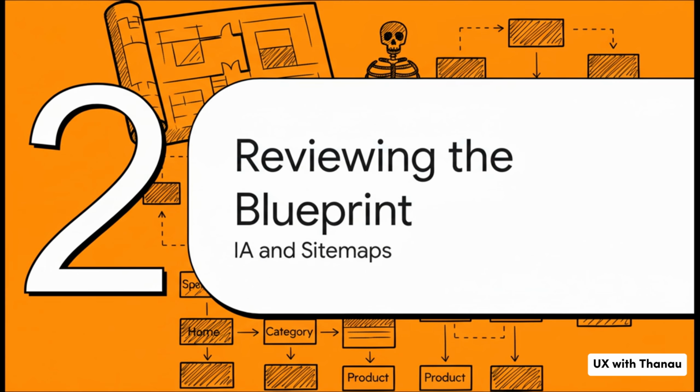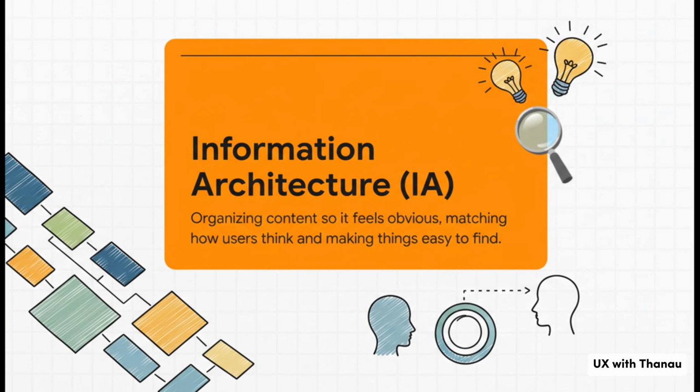Okay, first up, we have to review the blueprint itself. This means taking a really hard look at your information architecture and your sitemaps. This is the very skeleton of your digital product. Information architecture, or IA, is really just all about organization. And look, the goal here isn't to be clever, it's to be obvious. A good IA matches how the user already thinks, so they don't have to hunt for things. It just feels natural. They just know where to go.